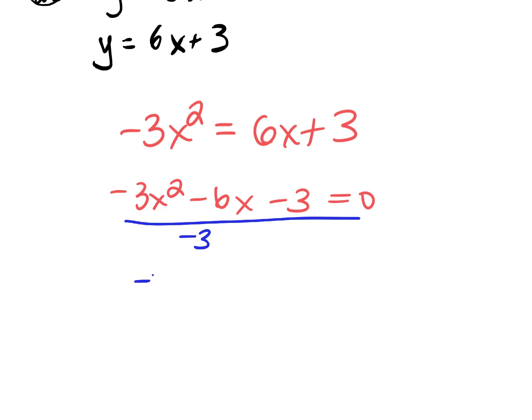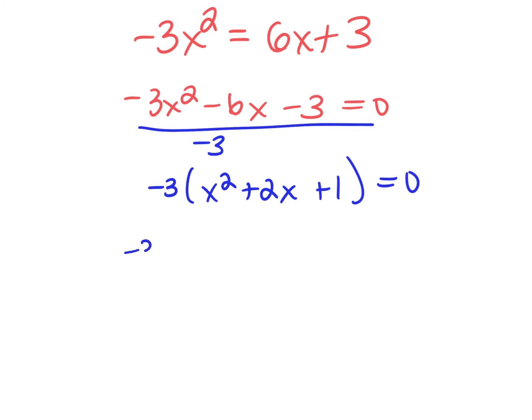Why do I divide out a negative? Because we don't like to lead with a negative. But I have x squared. Negative 6 divided by negative 3 is plus 2x. And then negative 3 divided by negative 3 is positive 1. Everybody with me? Okay. So now that negative 3 is still out front, didn't go anywhere. Geo, now what do I do?